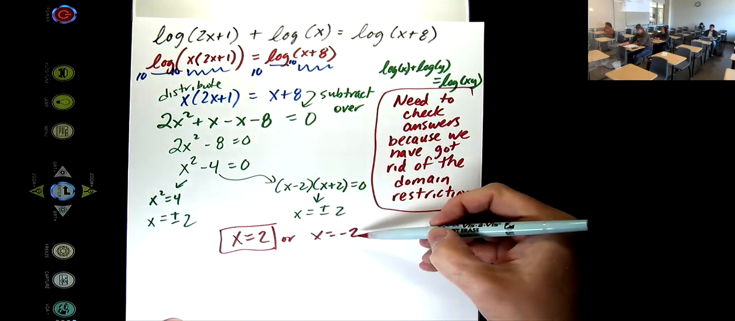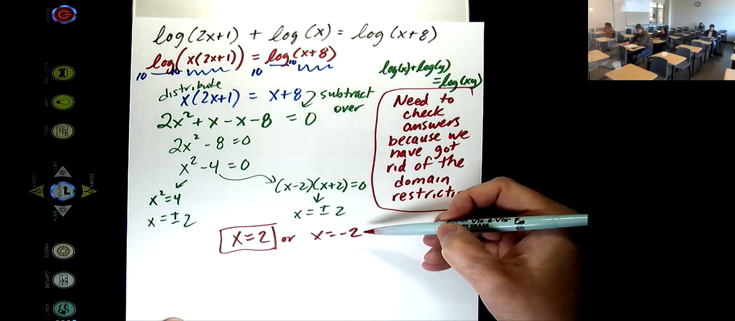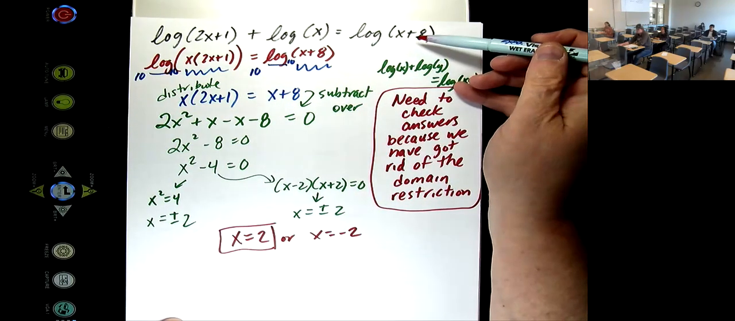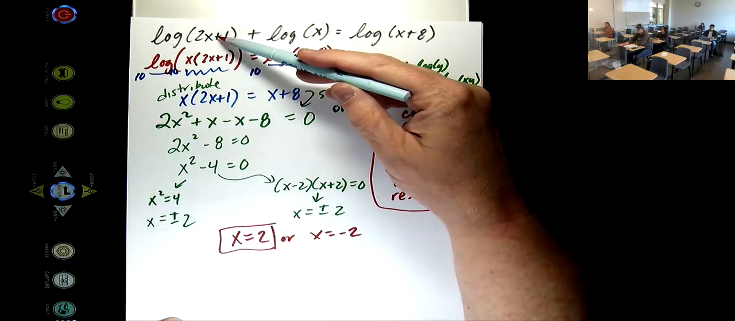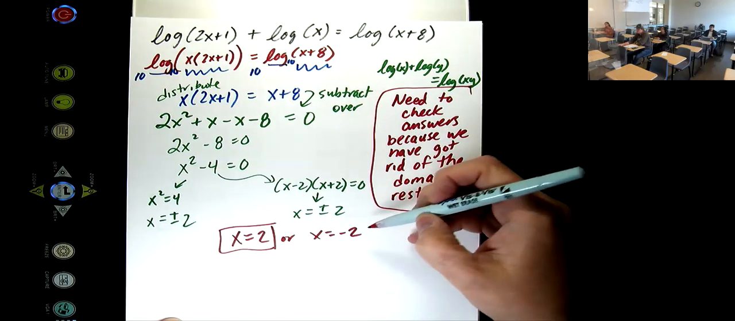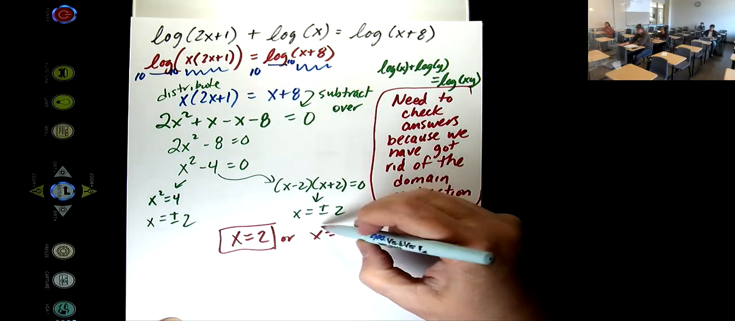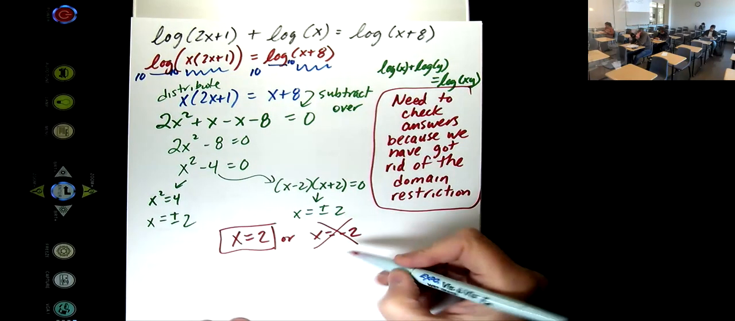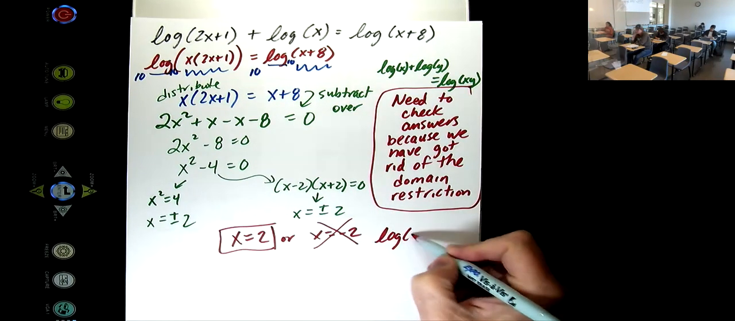What about x equals negative 2? This one actually kills every single one of these parentheses. Well, no, it even kills that one because you can't take log of 0 because it can never equal 0 either. X equals negative 2 does not work because it leads to log of negative 2 in the original equation.